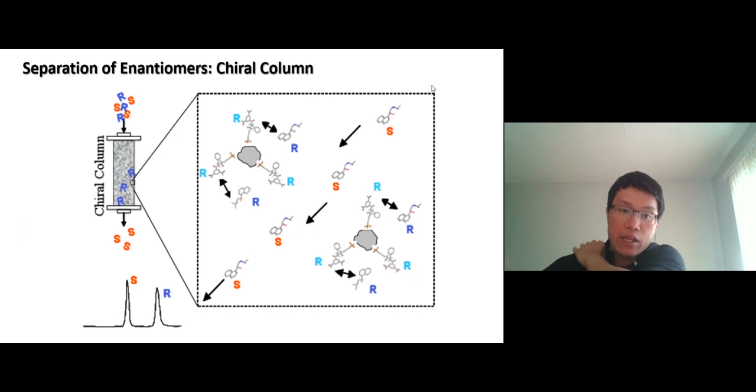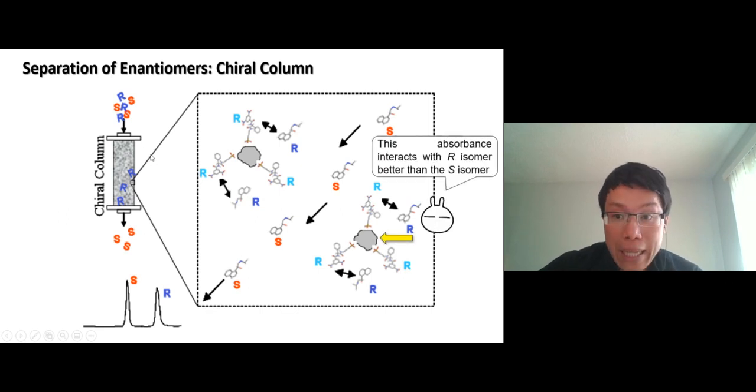But we have one technique called chiral column. What is a chiral column? This column will be loaded with an absorbent, right? Absorbents that can interact with one isomer more than the other. So let's say this absorbent can interact with the R isomer. You know what an absorbent is? It interacts with something and it's stuck in, right?